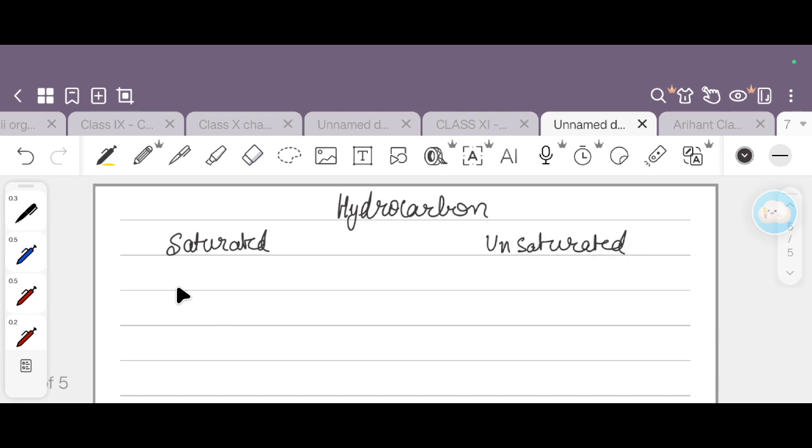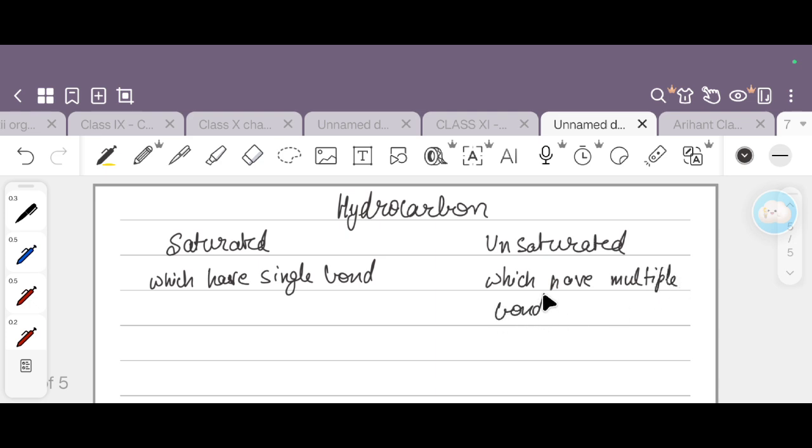Saturated means which only have single bond. Unsaturated means which have multiple bonds between carbon. This single bond would be between carbon and carbon. You can learn it like saturated, S for saturated, S for single.